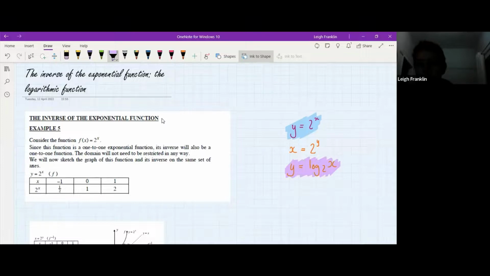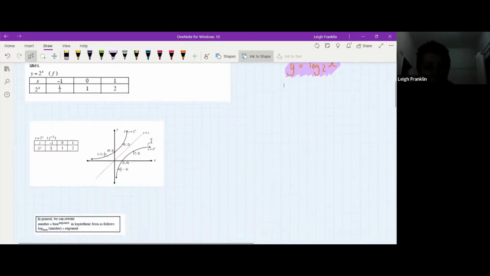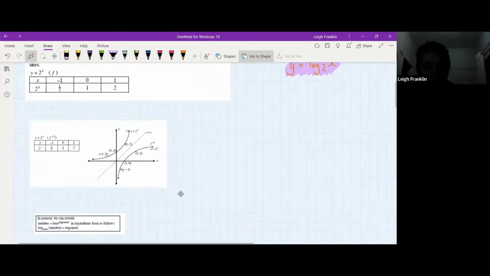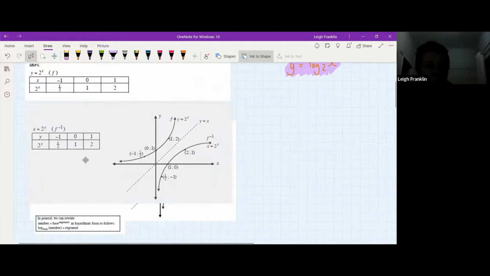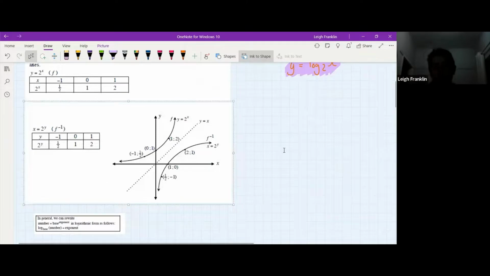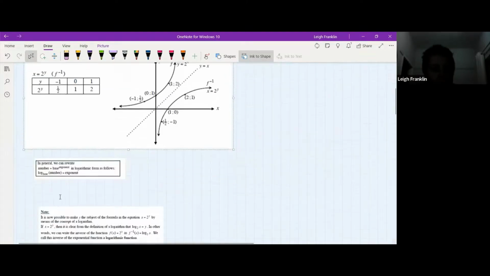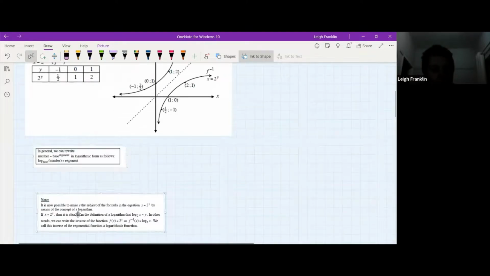Because the graph y equals 2 to the power of x is a one-to-one function, the graph y equals log base 2 of x is also going to be a one-to-one function. So we don't have to restrict the domain in any way, like we had to do with the quadratic function. The inverse in this case is also going to be a function. Now what does our inverse function actually look like? If we were to plot that on a graph, we would end up, let's just move these down.